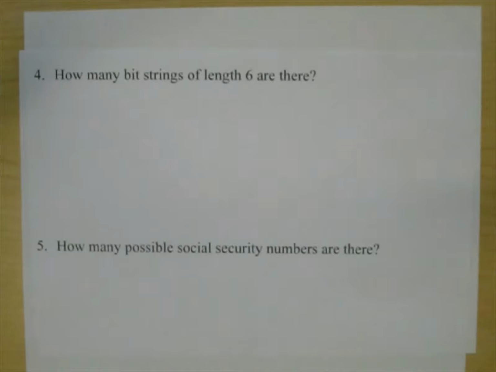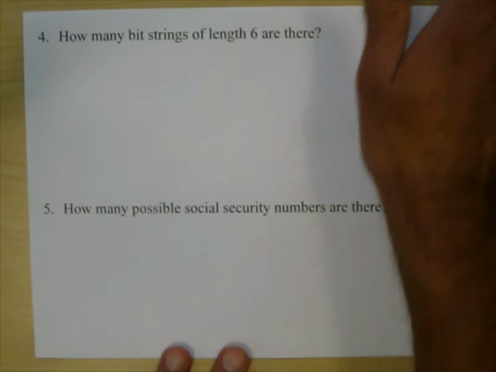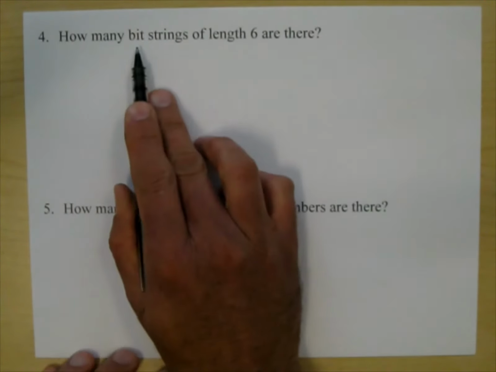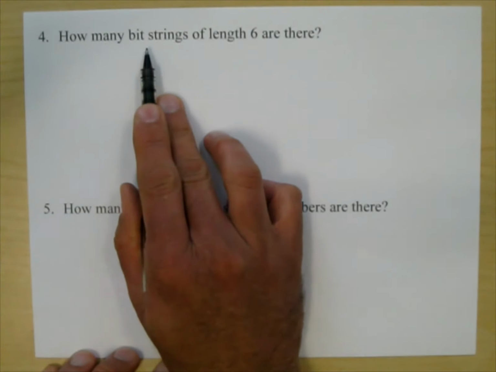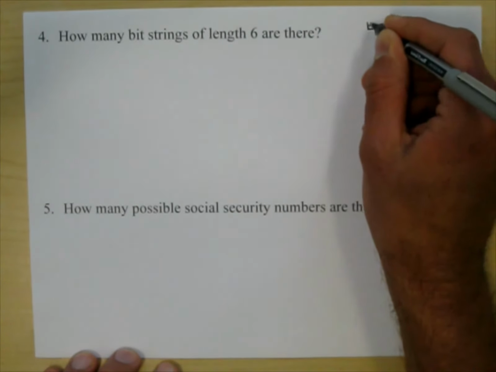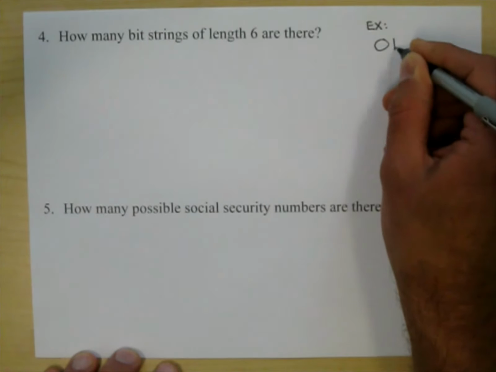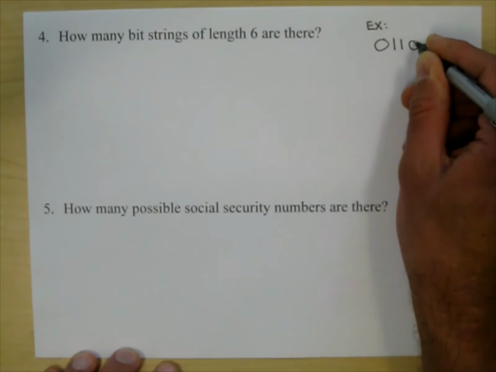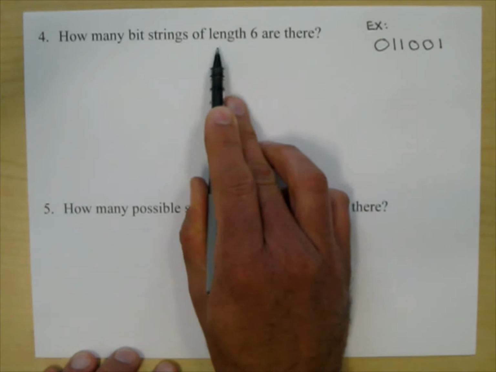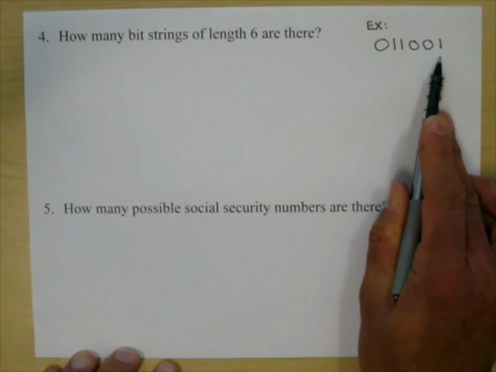So problem number 4. So here's 4 and 5. So 4 is talking about bit strings. Wow. Okay, so what is a bit string? We've never defined that. A bit string of length 6 would be here. Here's an example of one. So example of a bit string of length 6 would be 0, 1, 1, 0, 0, 1. What they mean by length 6, it means it has to have 6 bits in it. 1, 2, 3, 4, 5, 6. So there's an example.